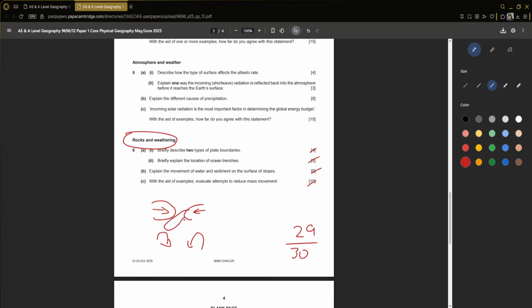The denser one subducting, and that's 2 marks over there. You can draw diagrams, whichever is easier for you. You can draw a transform if you want, which is like this, moving opposite direction or same direction in different speeds. And yeah, it's easy 4 marks.